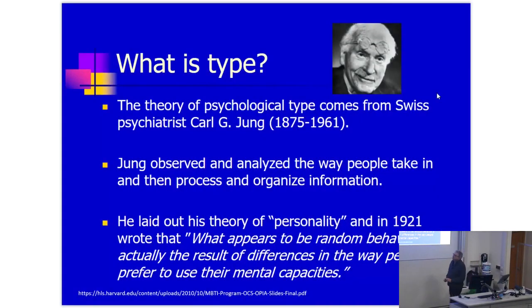So what is type? So originally this was all put together by Jung a while ago, and he analysed the way people take in and then process and organise information. And he put this together in this sort of theory of personality, and said, you know, what appears to be random behaviour is actually the result of differences in the way people prefer to use their mental capacities. So it's not just random, there's some method to the madness of how people are thinking.